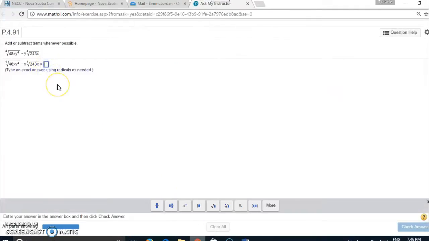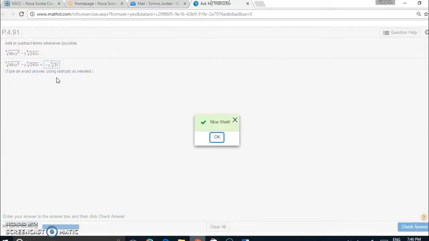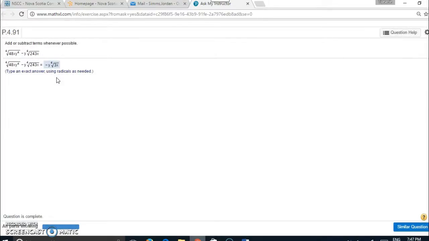Let me blast that in here. Negative y. And I'm going to use my higher order. I'm going to put a 4 in there. And then down here I'm going to put a 3x. And there we go. All right, buddy, so I hope that helps.